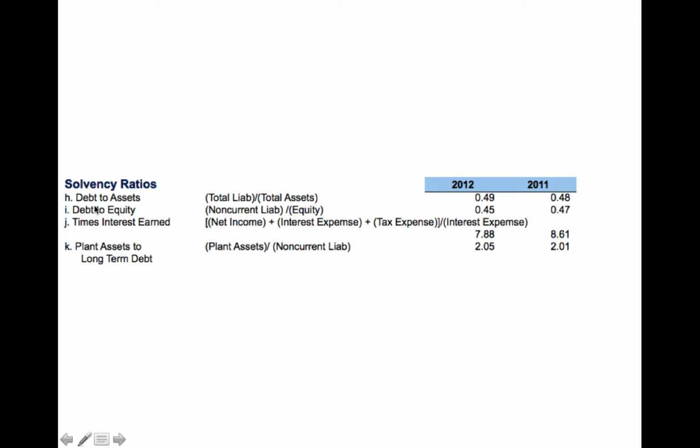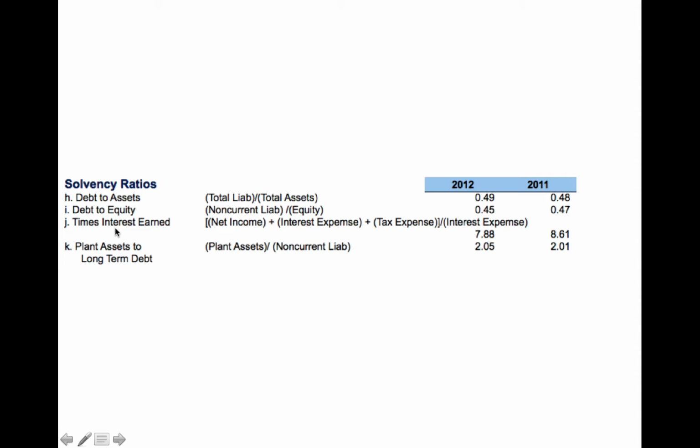So the first ratio is debt to assets. It could be total liability divided by total assets. How leveraged are you? How many dollars of debt do you have for every dollar of assets? You can also look at the ratio as debt to equity. Equity being assets less liabilities. How much debt do you have, particularly long-term debt, divided by equity, again, a measure of leverage.